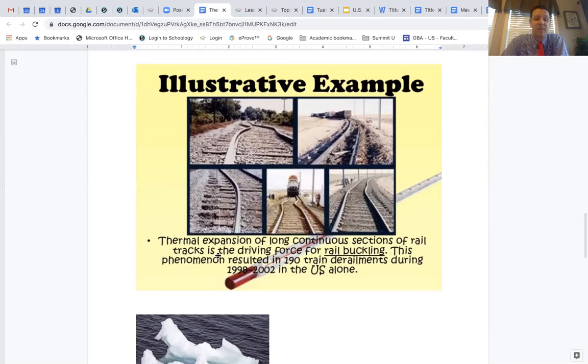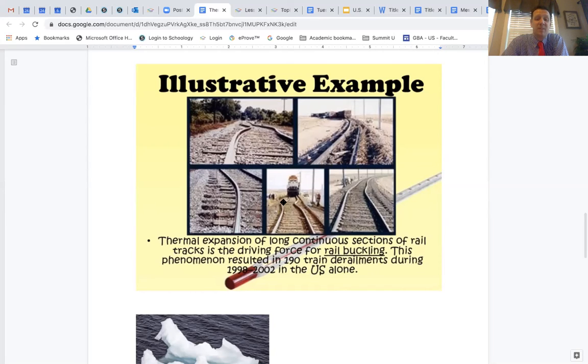And there's a little interesting fact here. This phenomenon resulted in 190 train derailments during 1999 to 2002 in the US alone. You typically don't hear about rail cars being derailed, probably because if it's not a passenger situation, we're not too concerned about it. You knock over a car that's just hauling freight, not too many people get injured. But if it was a situation where people got injured, we hear about it.